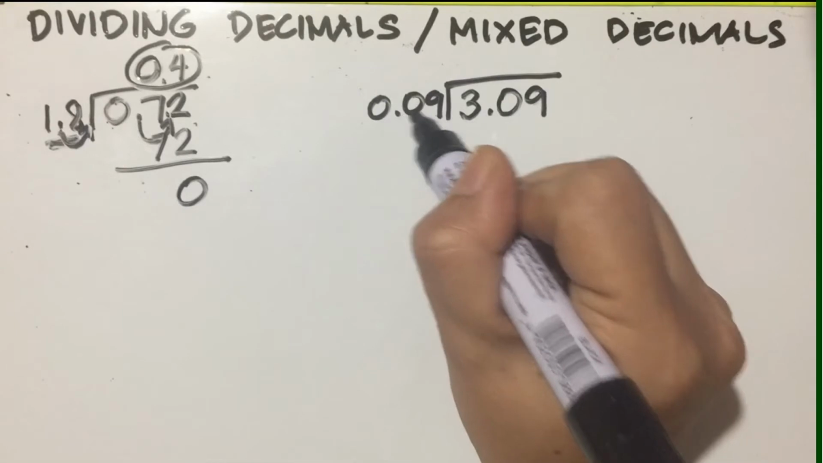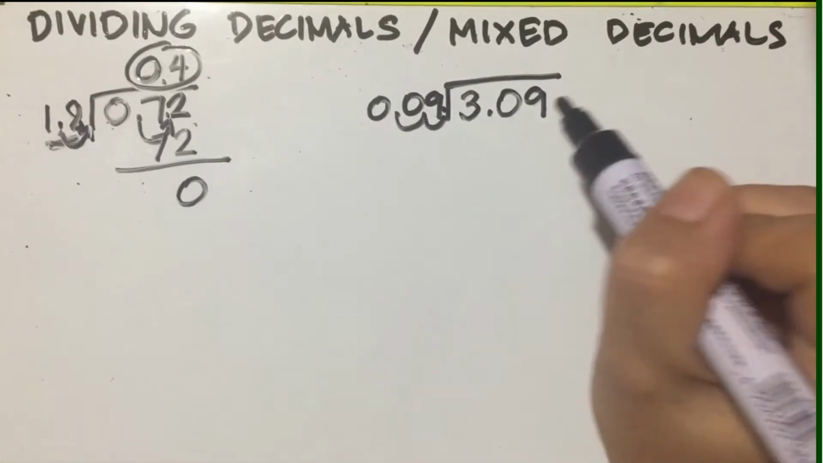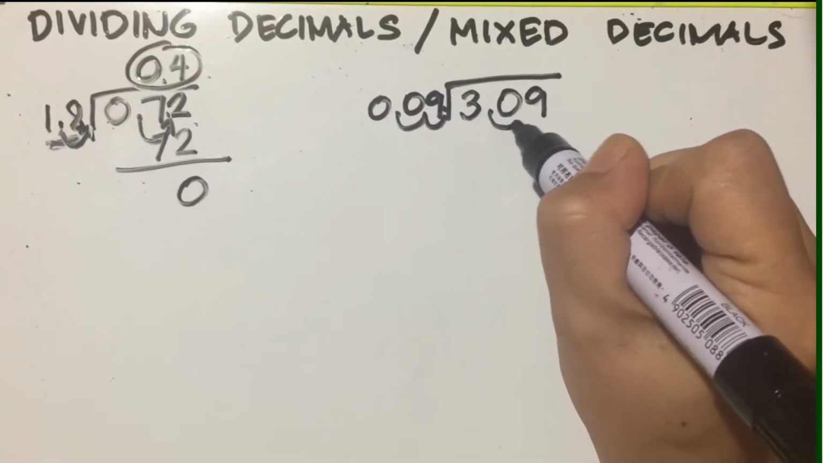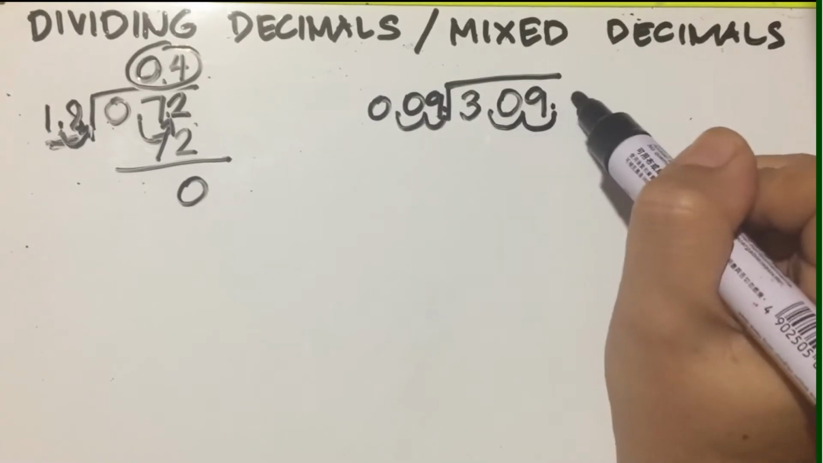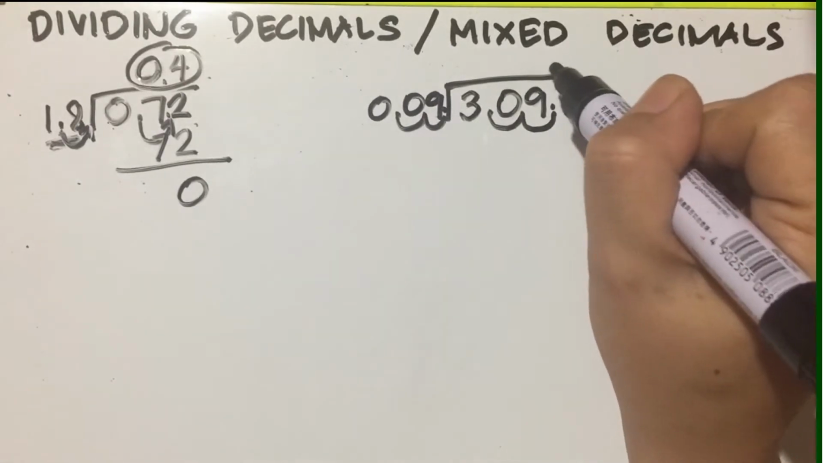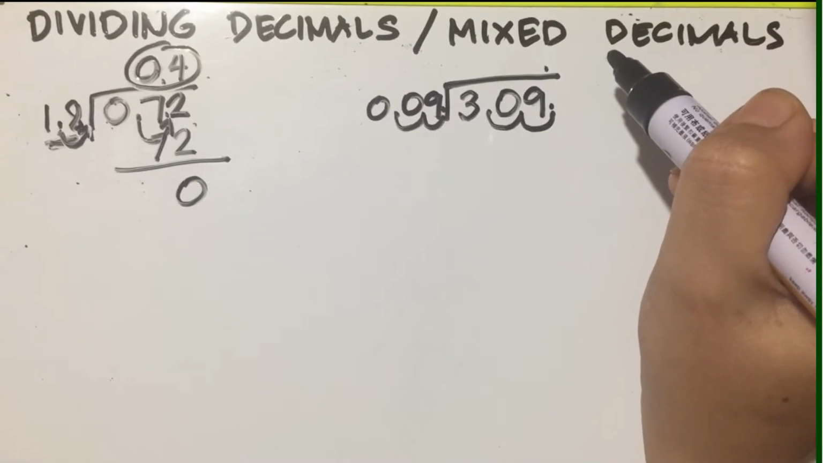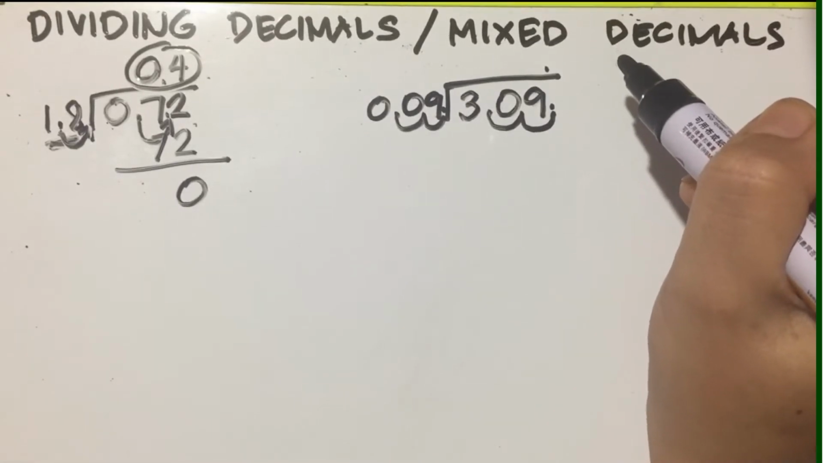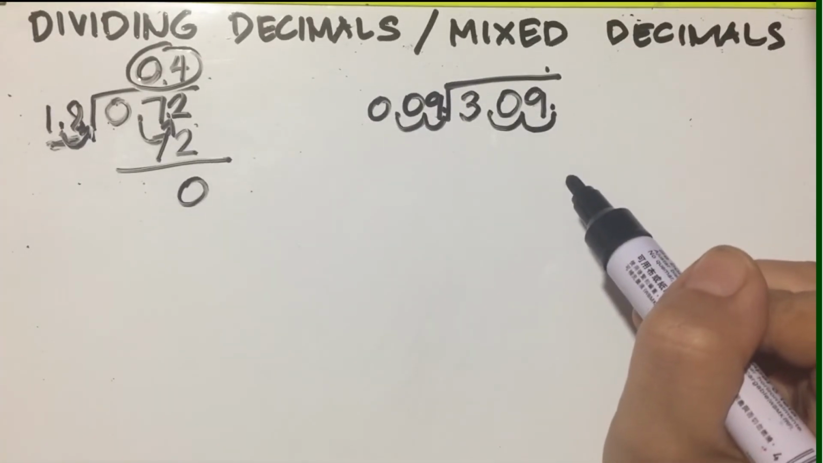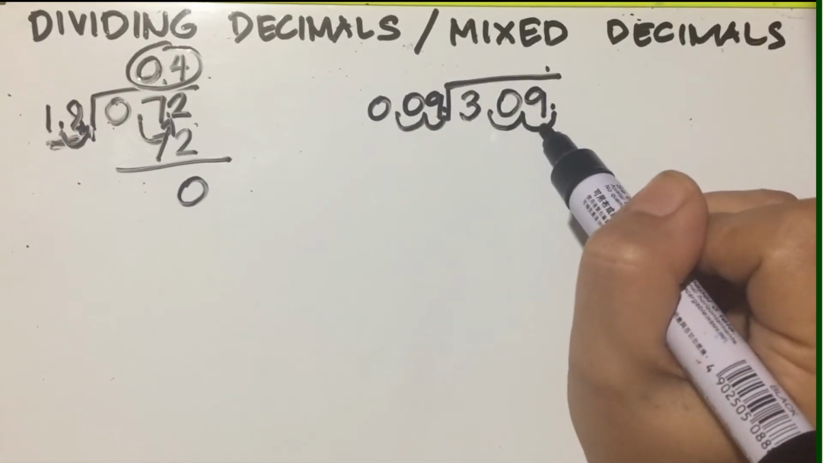So move 2 decimal places, 1, 2. So the decimal point is there now. For the dividend, we will also move 2 decimal places, 1, 2. So the decimal point is here, and we will put the decimal point also on the quotient. Again, reminder, the decimal point on the quotient should be aligned to the decimal point on the dividend. So, we already have 309 divided by 9.